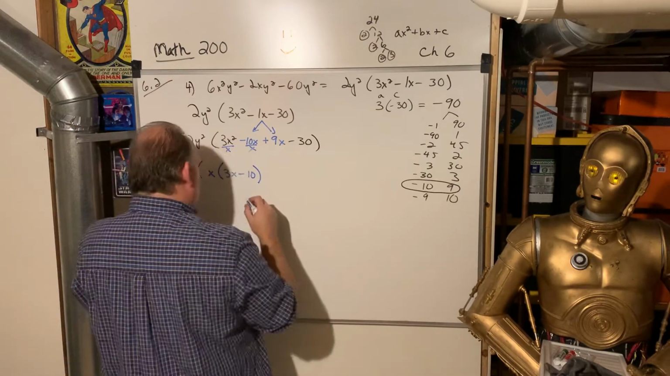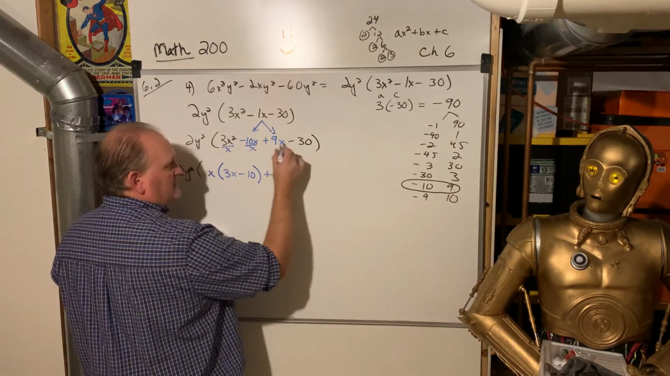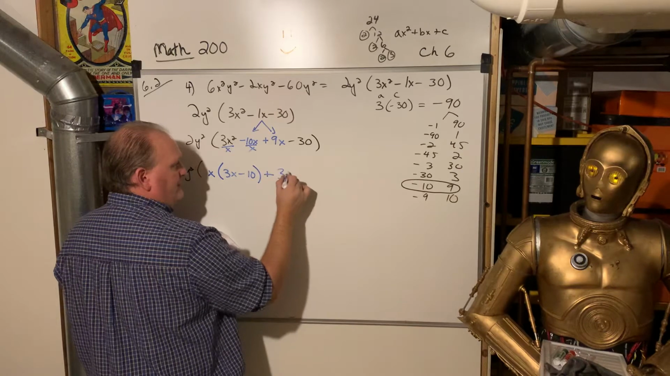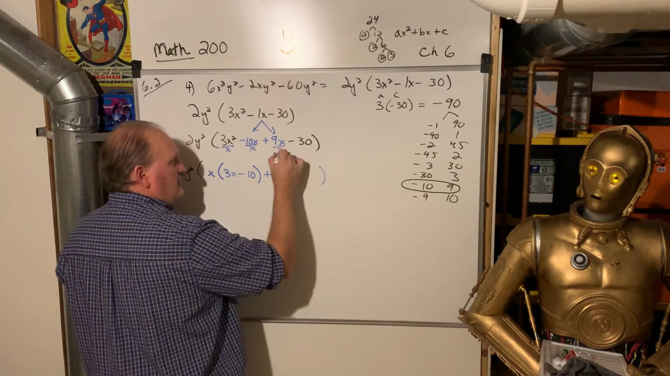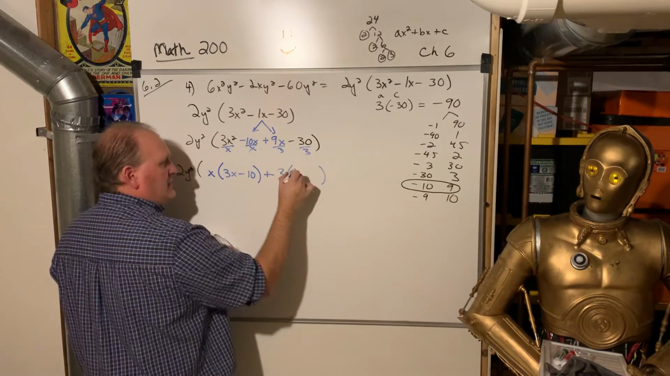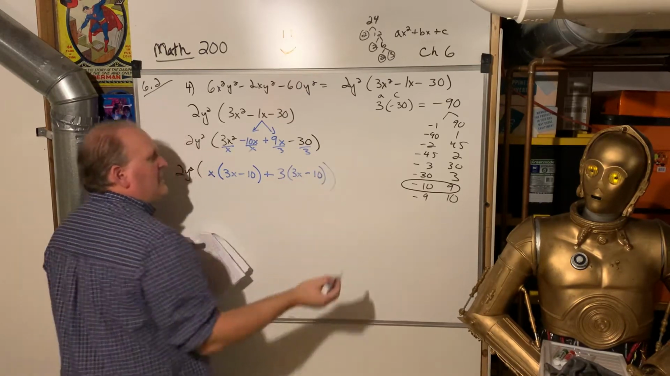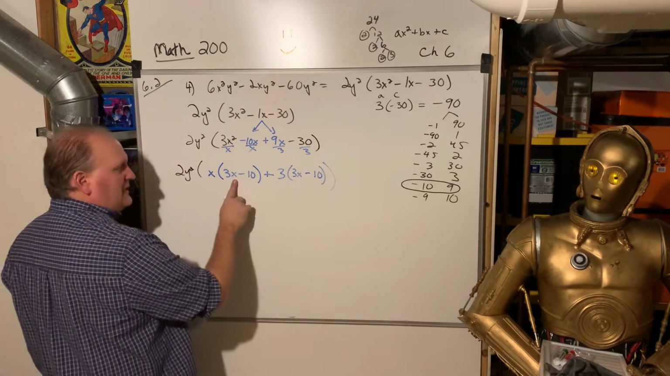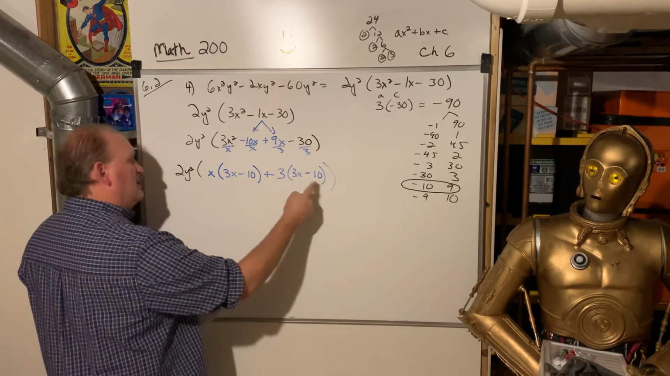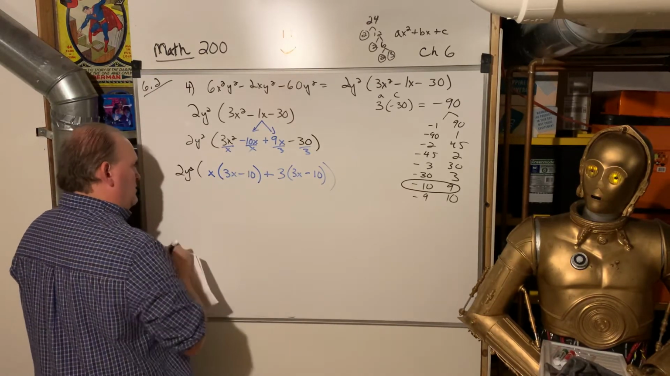On the second two, I can factor out 3. So I put a 3 under there, 3 under there, I reduce it, 3x, I reduce it, 10, and the minus comes down. And now check it out. Look, I got 3x minus 10 there, I got 3x minus 10 there. So I can factor that out.